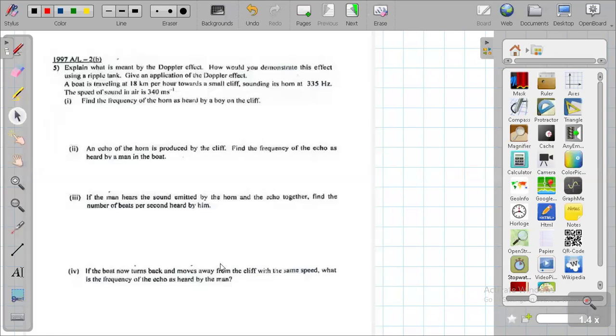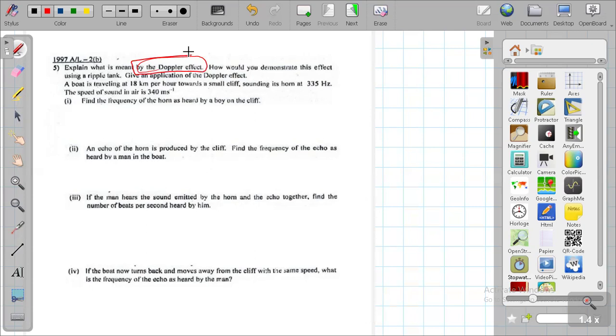The 1997 A-level question. So it is very simple. That's why I explained what the Doppler effect means, because this is the first question ever given for the Doppler effect.